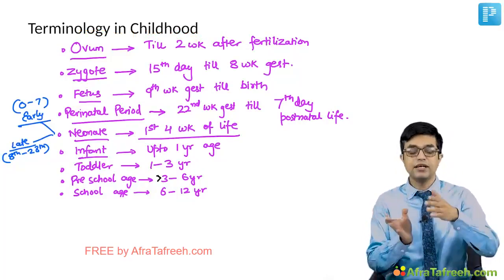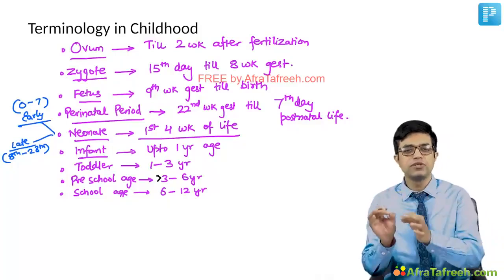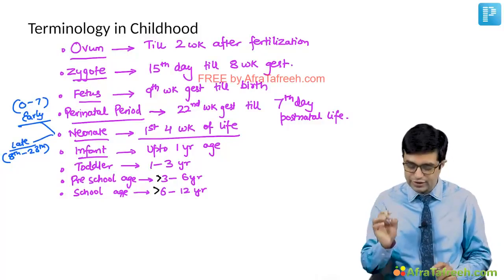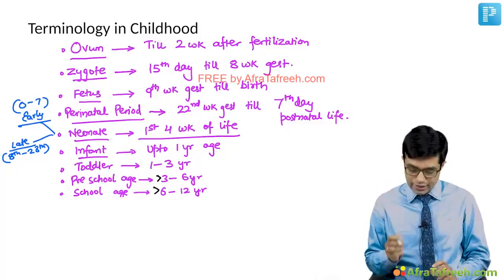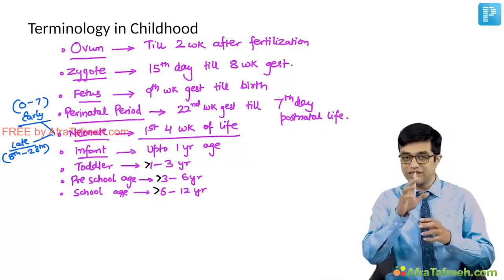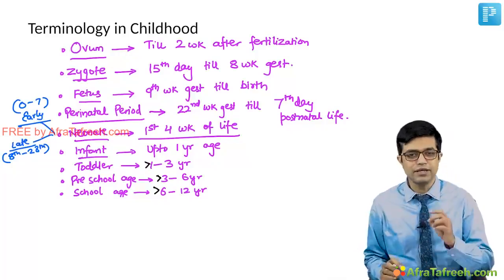Preschool age is more than 3 up to 6 years of age. Similarly, school age is more than 6 up to 12 years of age, and toddler is more than 1 up to 3 years of age. So this sign which is coming is important.